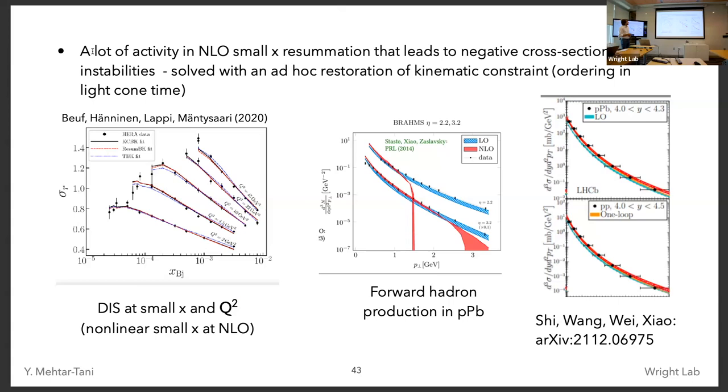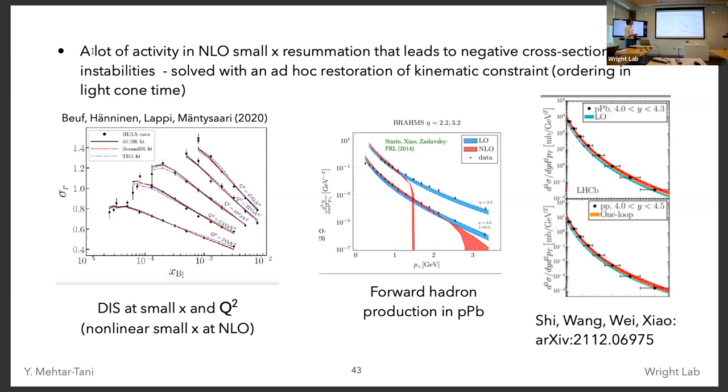The other point is that there's a lot of activity in this region, small x, before what we did, where they realized very quickly that at next-to-leading order some very strange features arise. For instance, some of the NLO calculations led to negative cross sections. This is a negative cross section for forward hadron production at NLO, and it was fixed later on, but at the cost of imposing a kinematic constraint a posteriori. So it's not a first principle approach, but it works. But the question, and that's also the motivation of this work, is whether we can have a first principle fix of these issues.